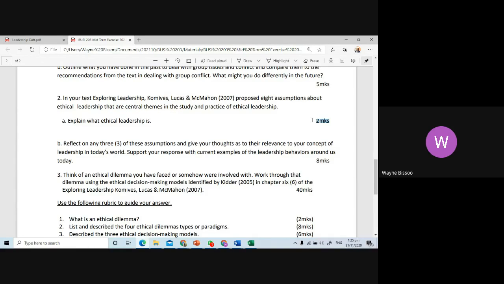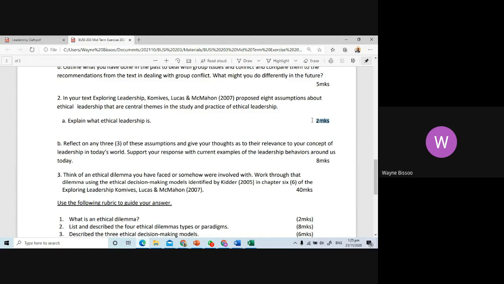Reflect on any three of the assumptions that are utilized in the ethical leadership model, and give your thoughts as to their relevance to your concept of leadership in today's world, supporting your response with current examples of leadership behavior around us today. So that's for 8 marks. There are three items we're looking for you to discuss, but we also want you to add in your own thoughts and ideas based upon current examples of leadership that's going on around us. So that's 8 marks. So that's 8 plus 2.